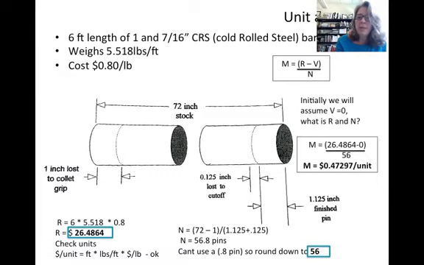So now we can calculate using this equation. We know R is 26.48. We know V, in this case we're assuming it's 0. We know N is 56. So that gives us about 47 cents per pin on these bar stocks. And that's the calculation. We could stop right there. That would be our value. But we're going to look at a couple other variations on this that we might need to consider.